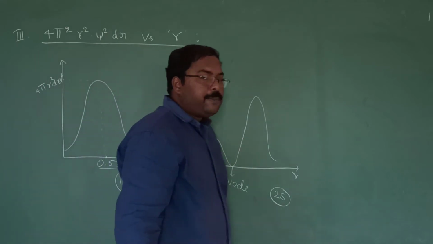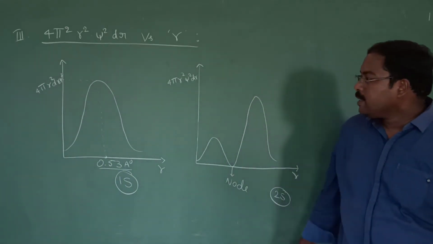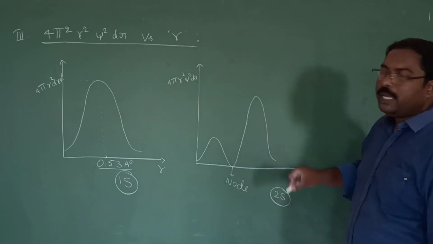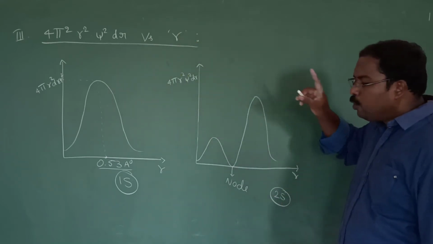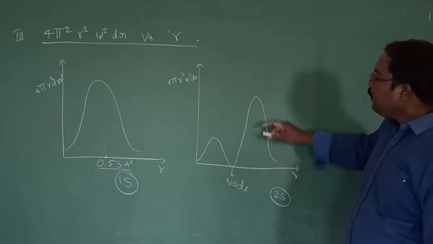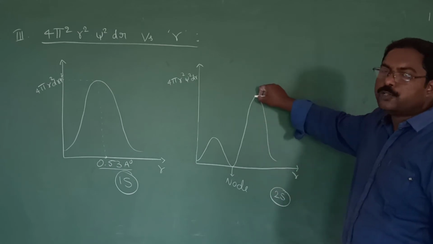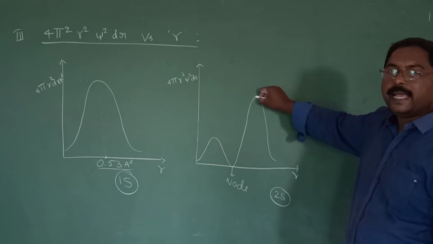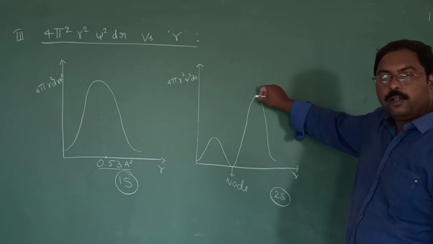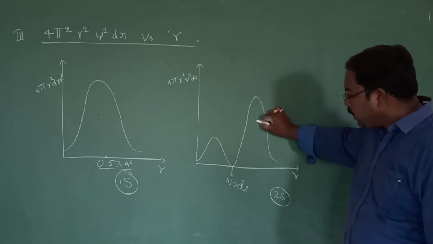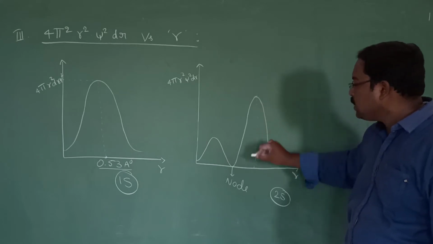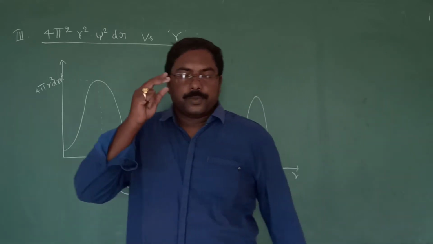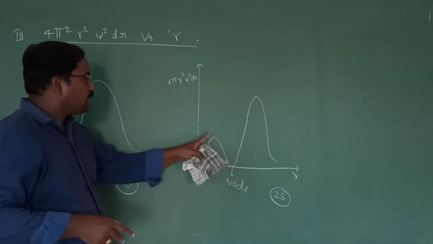Now, some of you may get a doubt. Sir, for 1s orbital we got only one peak, but coming to 2s orbital, we got two peaks. Anyway, the maximum peak is this one, meaning where the probability of finding the electron is maximum is this one. The corresponding distance from the nucleus is this. So coming to our doubt, what about this first one?